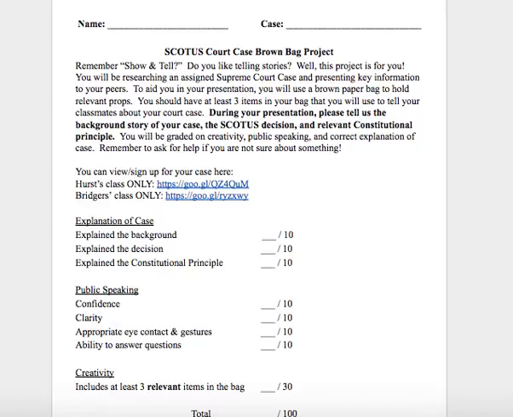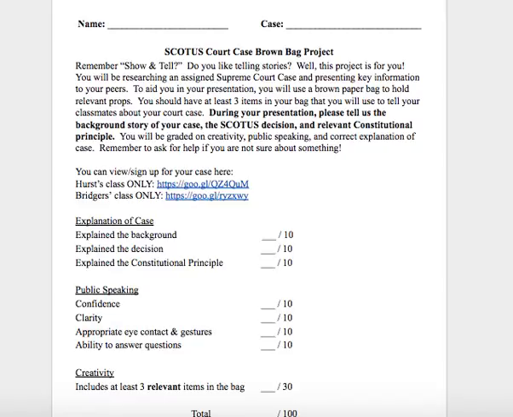All right, so if you remember show and tell from like 3rd grade, do you like telling stories? Well, I really hope that you do, and if you don't, either way, it's a project grade. You research the assigned Supreme Court case that you already have, and you present the key information to everyone in the class. All right, so instead of you just standing up there and talking, you will have a brown paper bag or white paper bag or whatever to hold your relevant props. All right, so when you tell your story, you should have at least 3 items that you use to tell your classmates, aka your peers, about your court case.